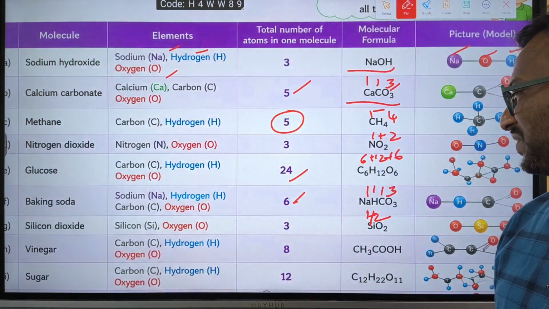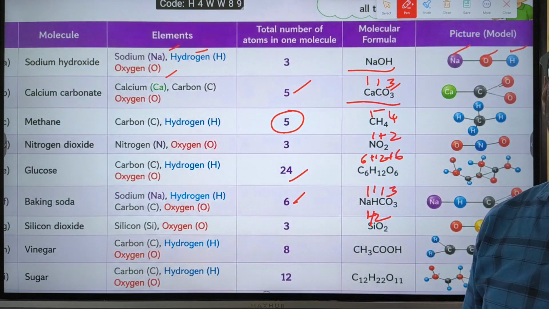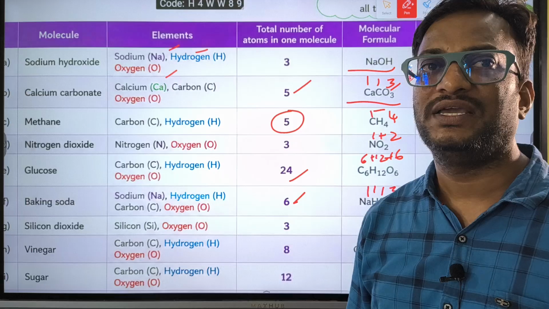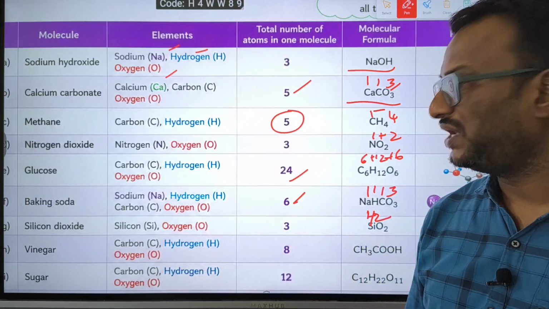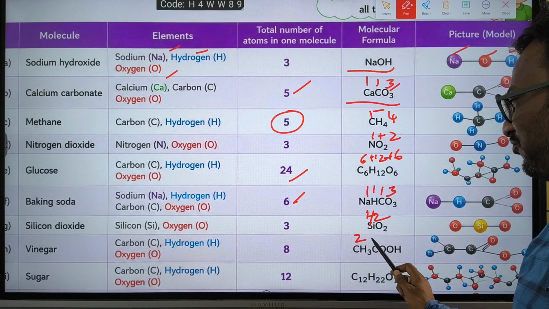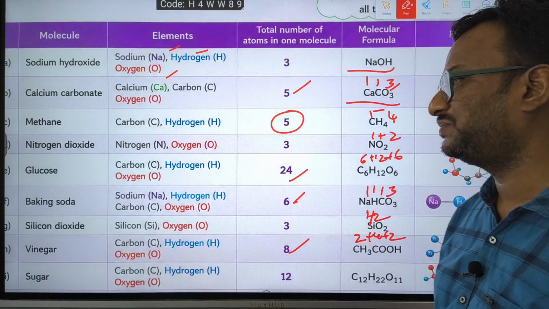Vinegar, CH3COOH, it is also called acetic acid. Okay, it is the weakest known acid. Remember that. The weakest acid is acetic acid. So 2 carbon atoms, 4 hydrogens, 2 oxygens, 2 plus 4 plus 2, total 8 atoms.